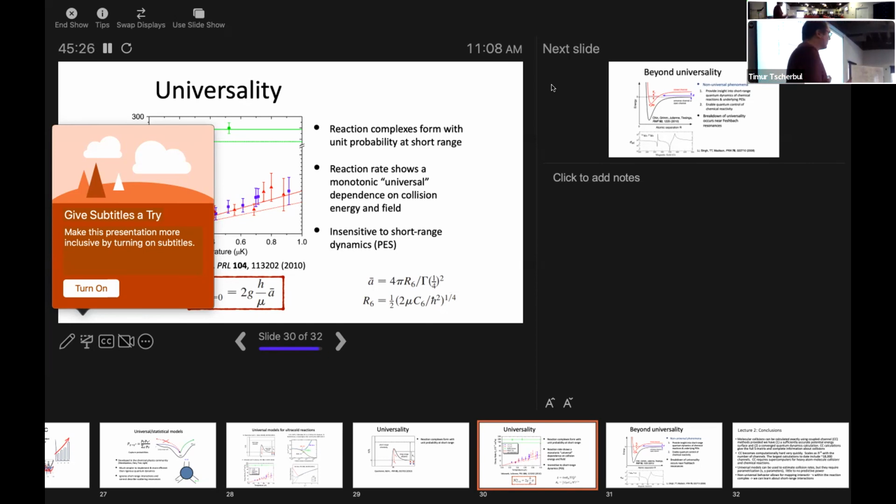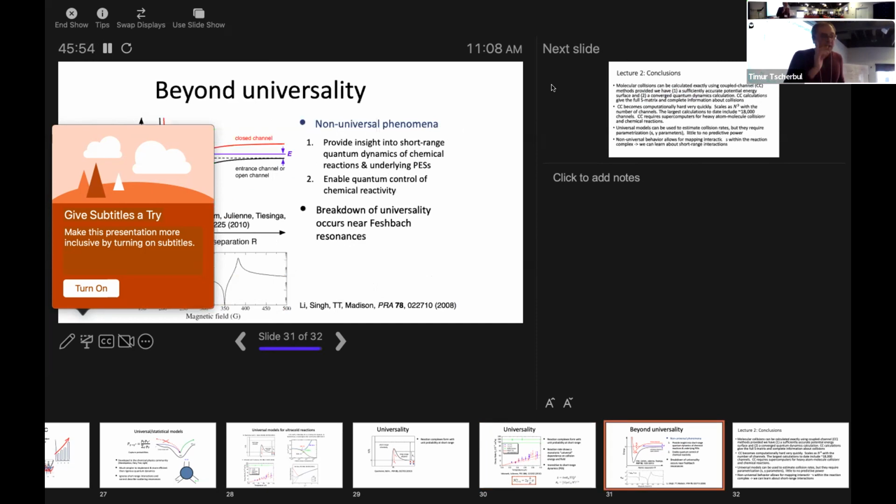Svetlana Kotochigova and Andrei Derevianko from the UNR physics department have extremely precise calculations of the C6 coefficient, even for big molecules, like triatomic molecules. That's all you need to plug in the numbers, and you get those graphs. And the graphs, if your model is universal and the system is behaving universally, will agree.